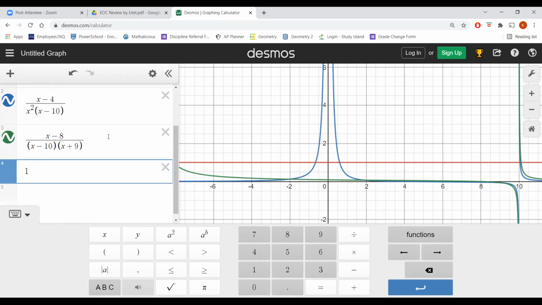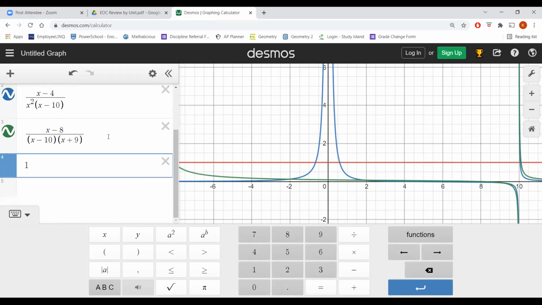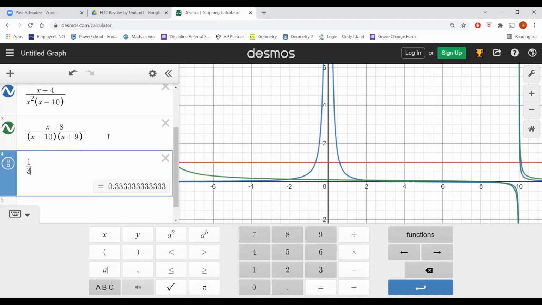Now, when I just type 1, Desmos is used to being a calculator, so it's like, 1, what do you want me to do with 1? Do you want me to add 9 to it? Oh, 1 plus 9 is 10, let me tell you that. Do you want me to do 1 divided by 3? Oh, that's 1/3, I'll tell you that.